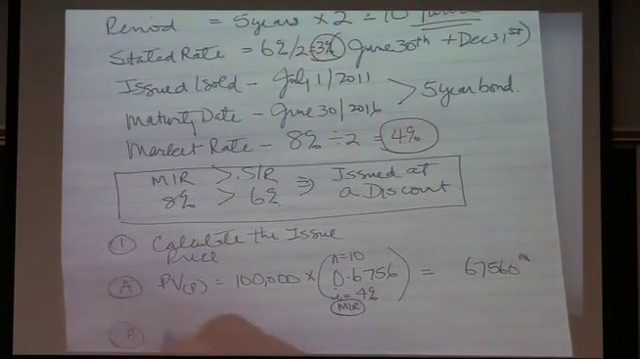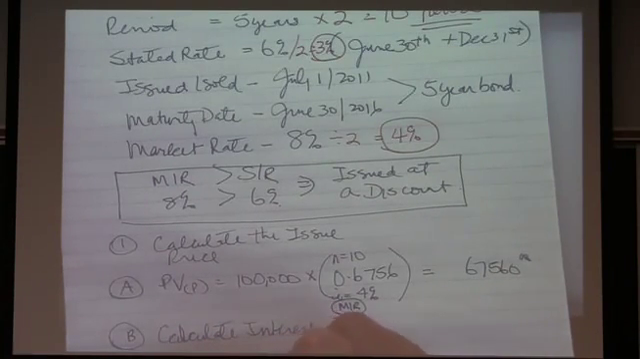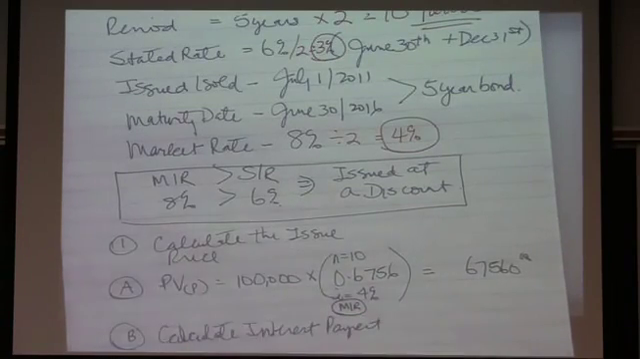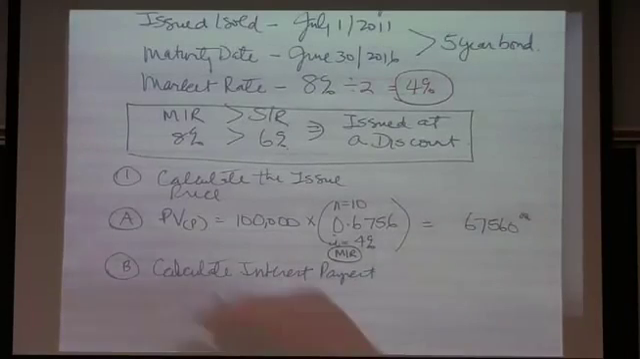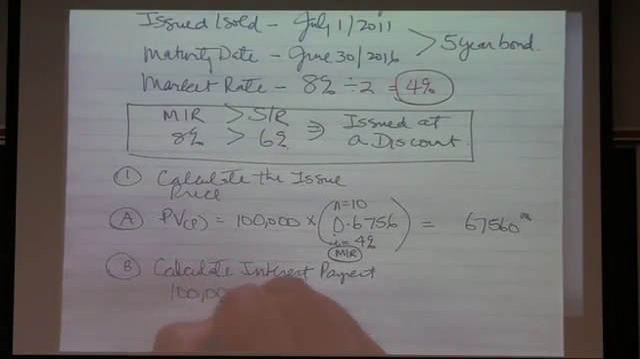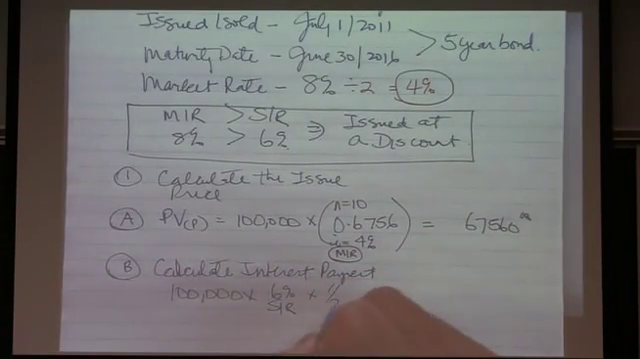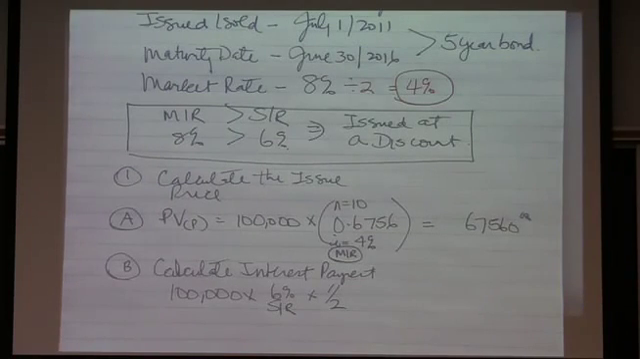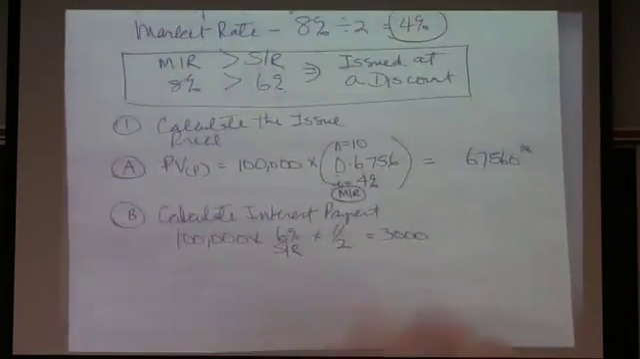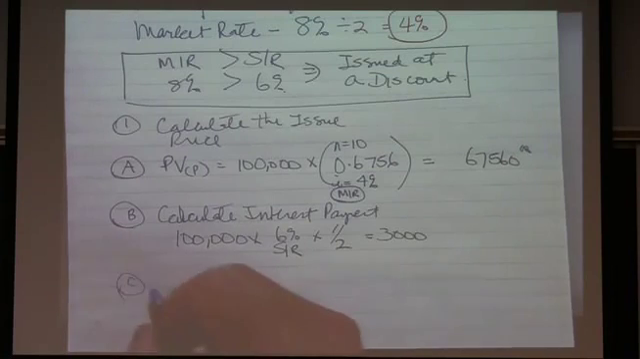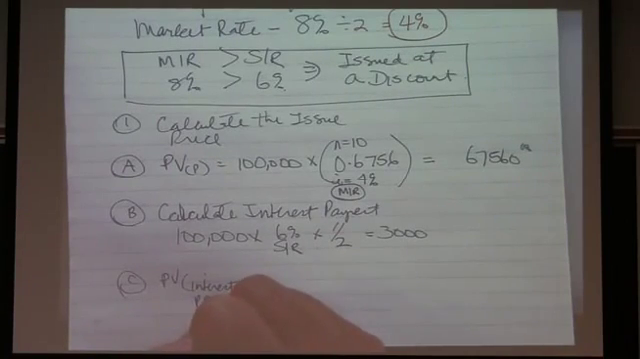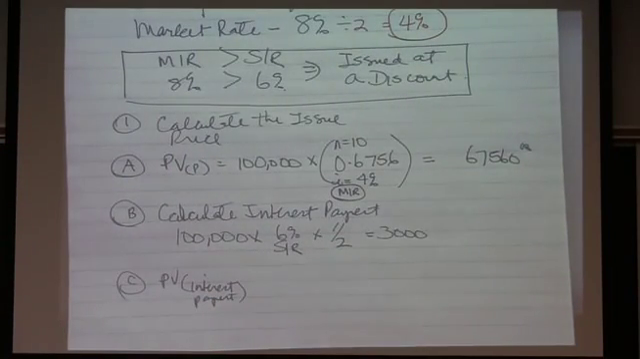Step 2 is we need to calculate the interest payment. And the interest payment is going to be 100,000 times the stated rate, which is 6%, and we're going to pay it twice a year, so divided by 2 to give us $3,000. Then step C is we're going to present value the annuity, the interest payment. It's an annuity because the payments are the same for 10 periods.